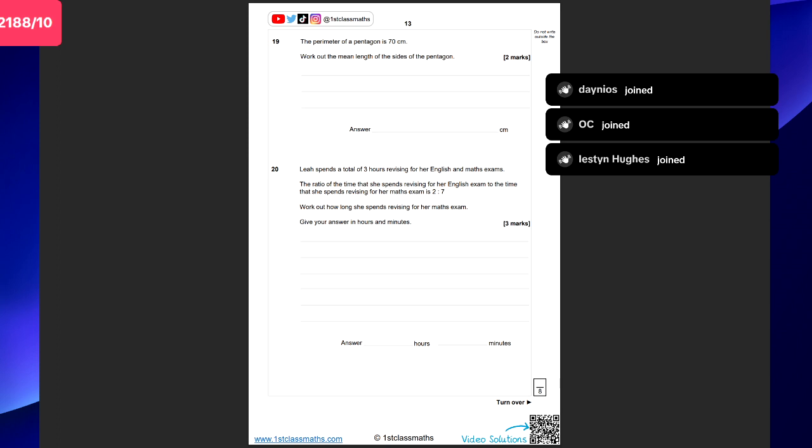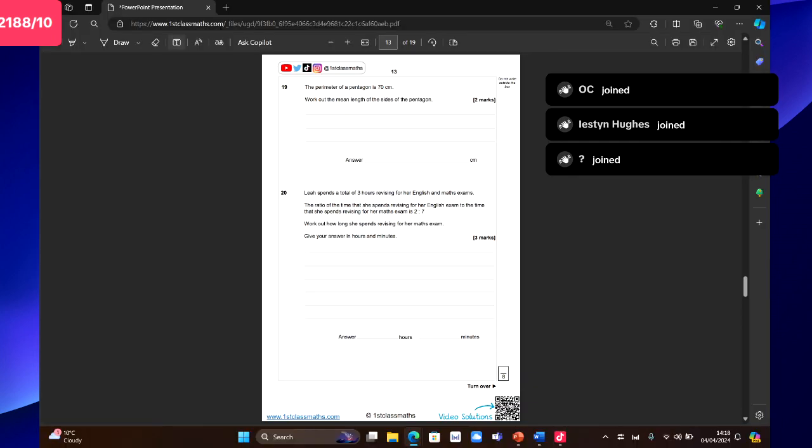You're looking at some perimeters now. The perimeter of a pentagon is 70 centimeters. Work out the mean length of the sides of the pentagon. So a pentagon has 5 sides, so I'm going to do 70 divided by 5. So that's going to be 14. The answer, if I'm not mistaken here, is equal to 14.